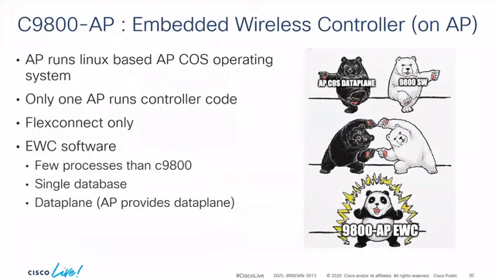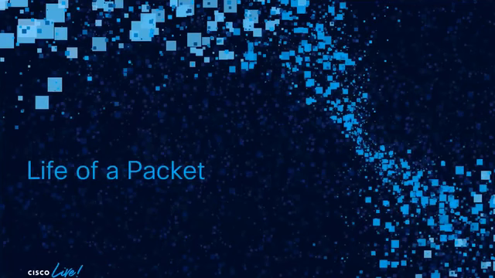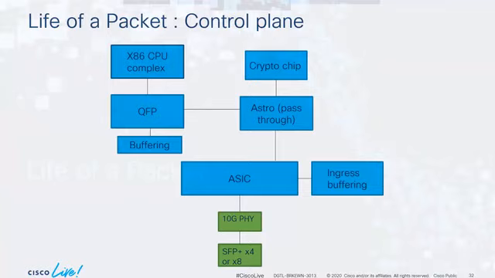In a given deployment, if you have multiple 91xx APs, you only need one of the APs to run the controller code. The others will simply be subordinate APs to the EWC. The only mode that is supported is Flex Connect, and like I said, there's fewer processors and therefore a single DB on EWC. Let's take a quick look at the packet flow inside the box.